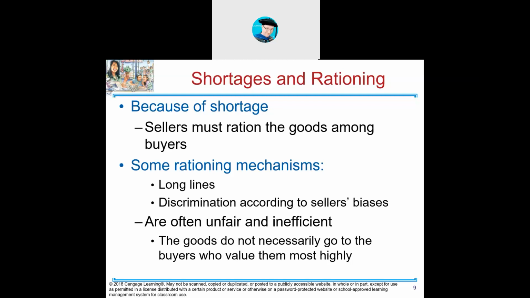There are so many different examples, but because of shortages, sellers need to ration the goods that they have available for sale. We saw that with water, toilet paper, meat, canned goods. Throughout the past year and a half, we saw that happen. Some rationing occurs based off of mechanisms. Rationing causes things like long lines, discrimination across sellers, unfair, inefficient strategies where the goods don't necessarily make it to the buyers who value them the most.